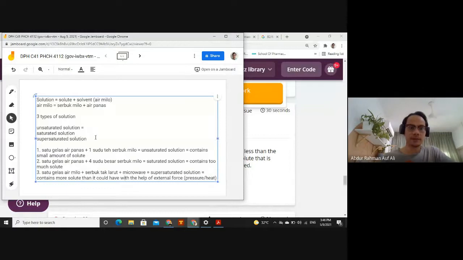Okay, you have to understand apakah itu what are the components of a solubility. Apakah itu solute, solvent. Bila solute tambah dengan solvent kita akan dapat solution. And then you have to be able to differentiate the 3 types of solution: unsaturated, saturated and supersaturated. Okay, that's it for the class today.